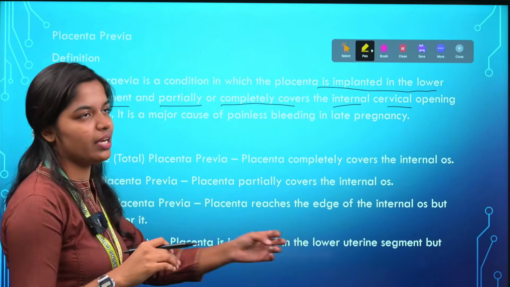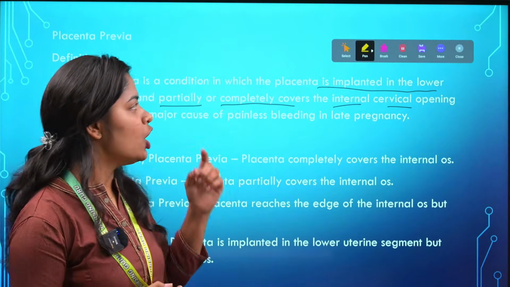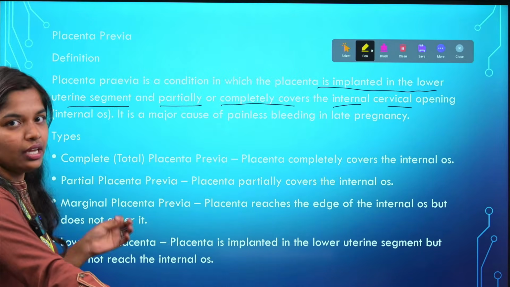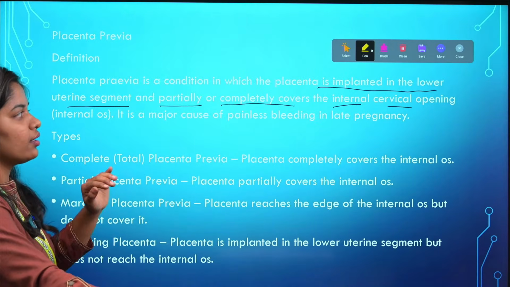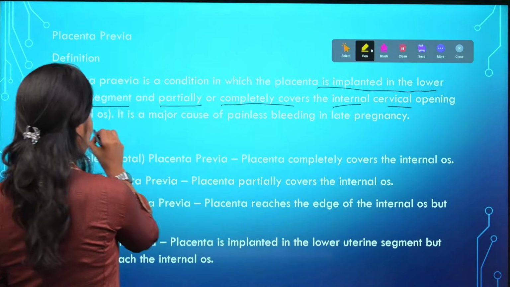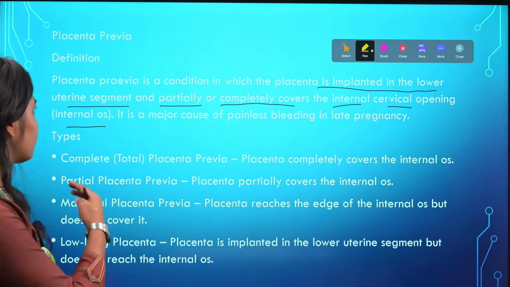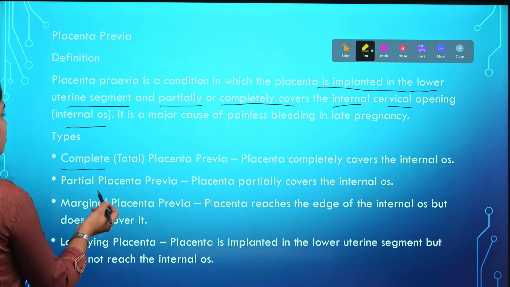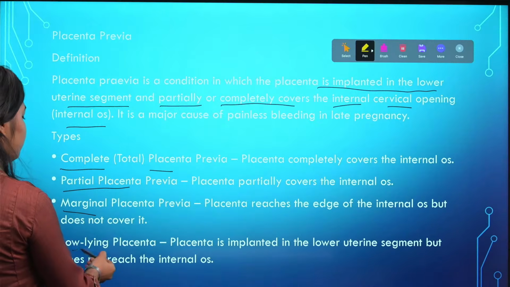Placenta previa is a condition in which the placenta grows or is implanted in the lower segment of the uterine cavity. It may partially or completely cover the internal os of the female reproductive system. We call that placenta previa. The types are complete placenta previa, partial placenta previa, marginal placenta previa, and low-lying placenta previa.